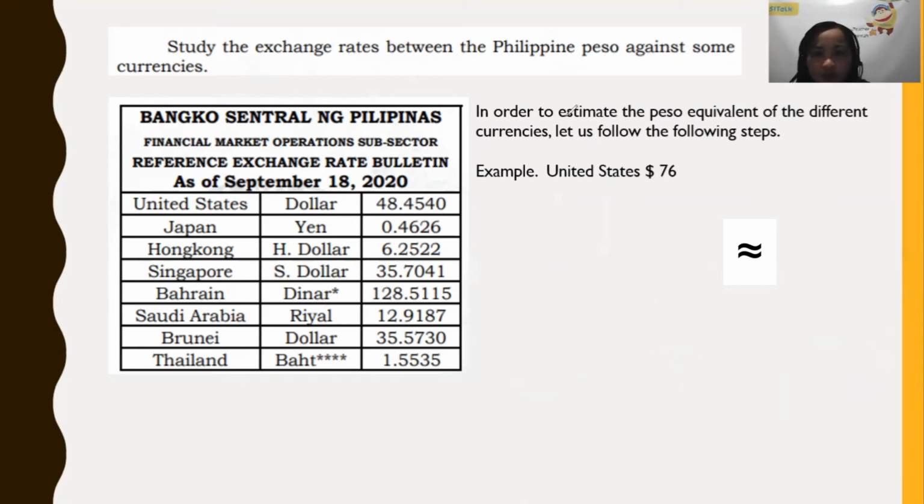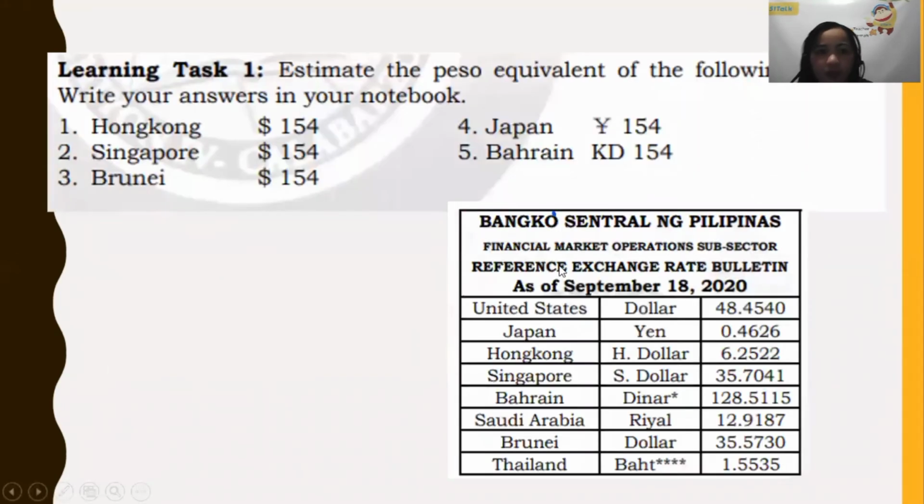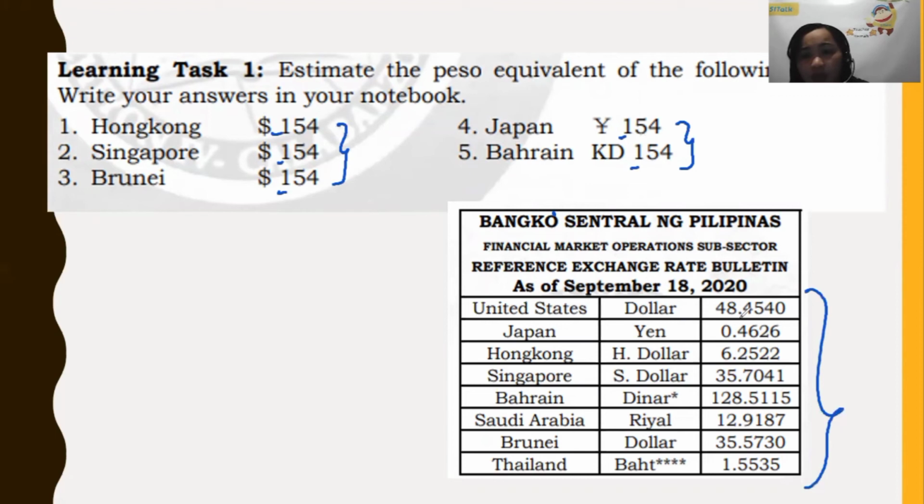All right. Let's go to the next slide. All right. Now, here in your learning task number one is to estimate the peso equivalent of the following items. Write your answer in your notebook. So, katulad lang nung ginawa ko kanina, dahil ito ay mga whole number, i-round nyo siya to the highest place value, which is 1. Isa lang naman yung given dito. And this currency will be rounded to the nearest peso. Maliban na lang sa yen. Kasi ang yen, wala naman siyang peso dito. Eh, di ba? Wala siyang whole number. Kaya siya i-round mo sa 4.